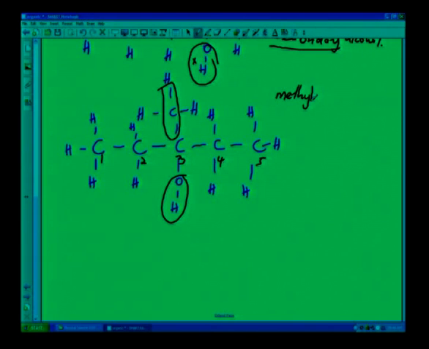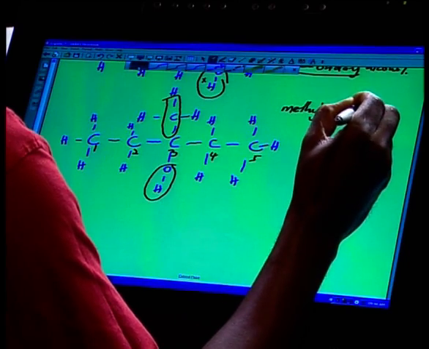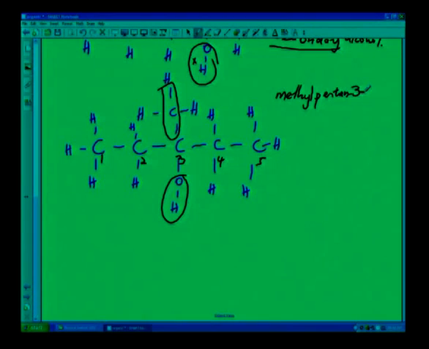Methyl. Then, where do I have the OH bond? It's on carbon number 3, so it will be pent. It will be pentan. There. Okay, so it will be pentan 3-ol. Okay, methyl pentan 3-ol. And this is a tertiary alcohol.